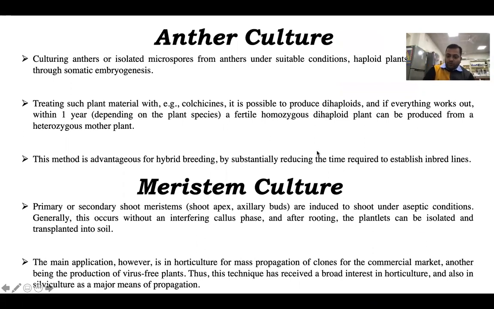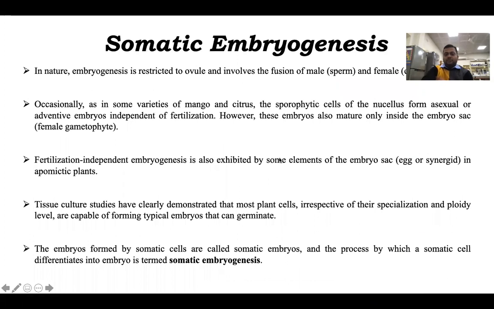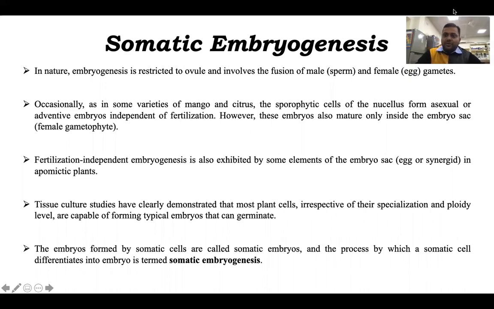Okay, so moving on from meristem culture, there was another terminology listed in the syllabus, which is somatic embryogenesis. I thought I'll just give a brief of that and we'll move on to the next aspect. Talking about somatic embryogenesis, the name itself suggests that it is embryogenesis taking place from the somatic cells. Now in nature, embryogenesis is restricted to ovules and involves the fusion of male and female gametes. We are aware of that. But there have been several cases where non-gametic cells or non-germline cells have been found to develop into an embryo.